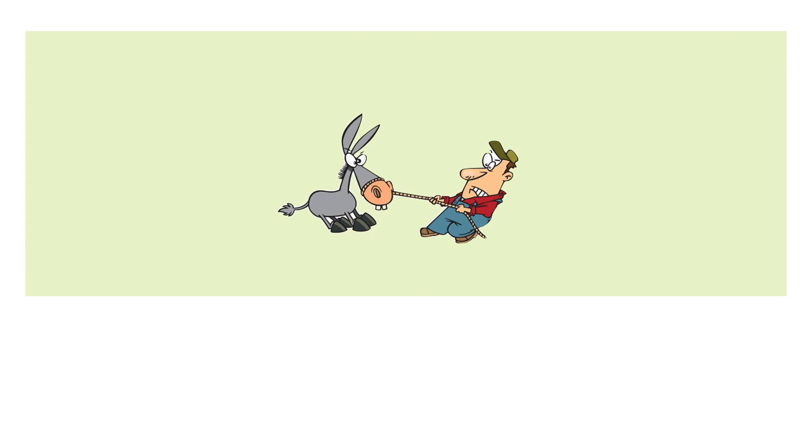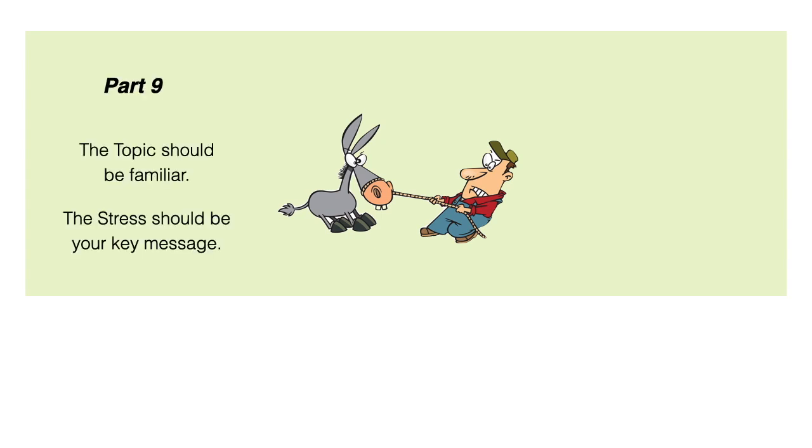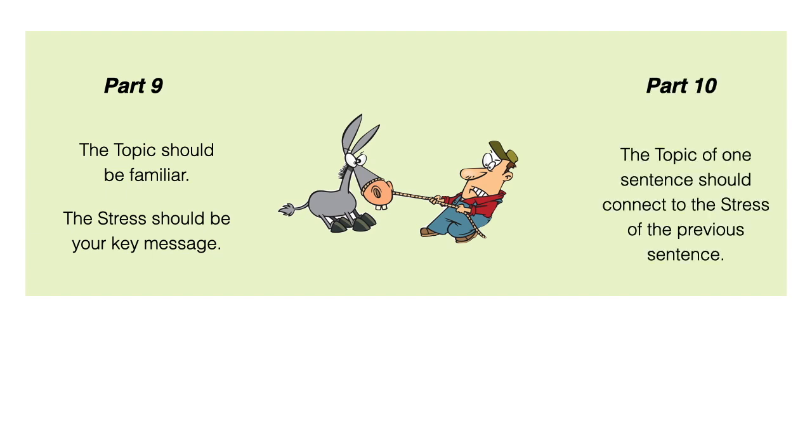Okay, so I hope you've had a chance to work on the exercise. Perhaps as you were working on it, you noticed some tension. Perhaps you had already taken the advice from part 9 of this course that the topic of a sentence should be familiar, while the stress should contain your key message. But now as you tried to link the topic of one sentence to the stress of the previous sentence, that just messed everything up.